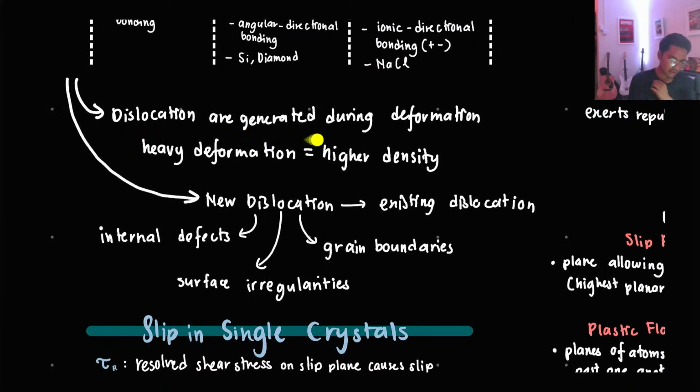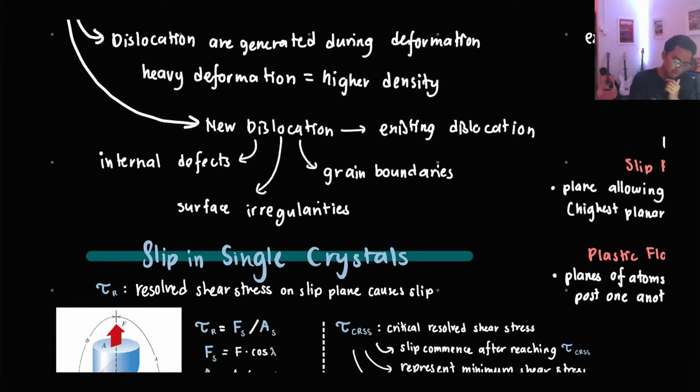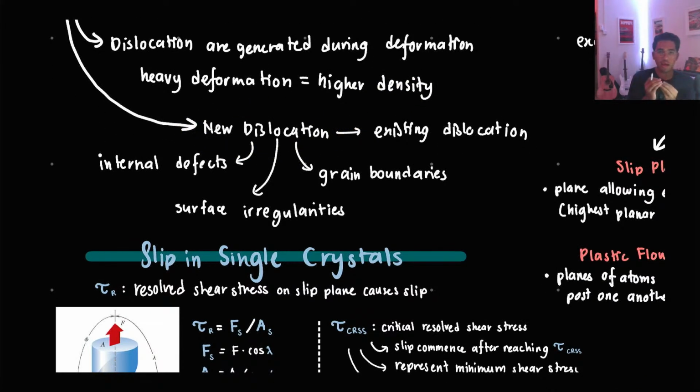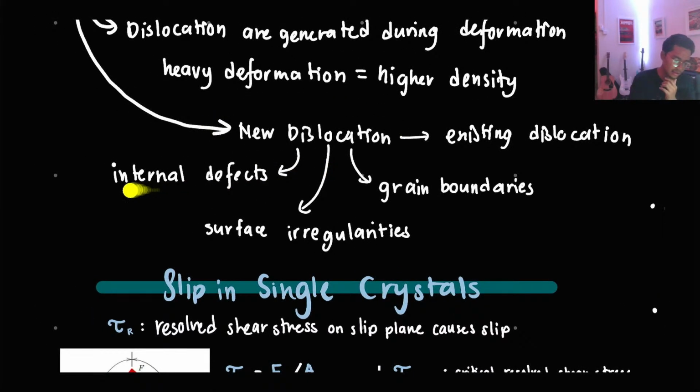Okay, so dislocations are generated during deformation. Heavy deformation means the dislocation is more in a certain volume. So it has higher density of dislocation if you deform it very hard, such as cold working. If you compress the compound really hard, the dislocations would compress with each other, so it has a higher density. Okay, so where does this dislocation exist, or how does this dislocation appear? So it appears in internal defects, surface irregularities, grain boundaries, and existing dislocations.